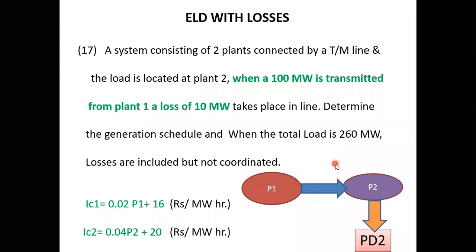So finally, what do we need to find out? We need to find out the generation schedule, means we need to find P1 and at the same time P2. Let us see how to solve this problem.